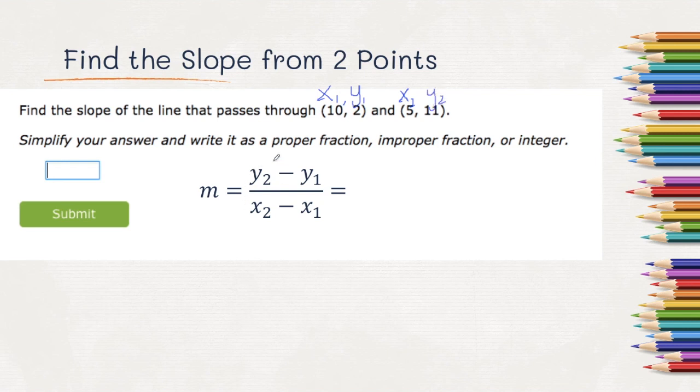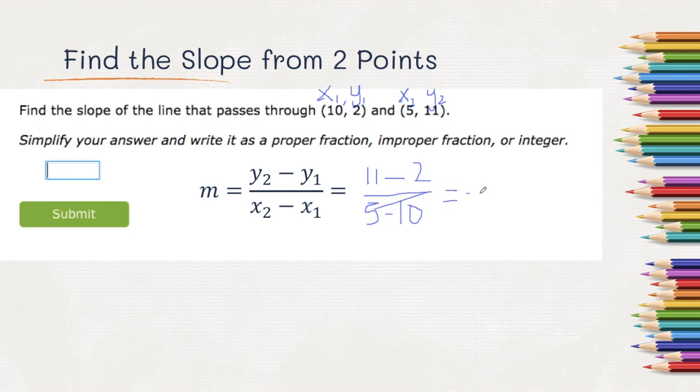Then we just have to match it up. What is y2? y2 is 11. And what is y1? y1 is 2. So 11 minus 2. Now for the denominator, what is x2? x2 is 5. What is x1? x1 is 10. Sorry about that line there. Pen error. All right, so the denominator is 5 minus 10.